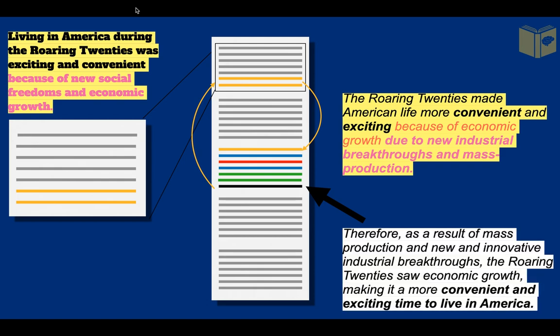So let's look at an example. Therefore, as a result of mass production and new innovative industrial breakthroughs, the Roaring Twenties saw economic growth, making it a more convenient and exciting time to live in America. Now, again, I've used similar wording that I've used in the thesis statement. That's really important. And I've summarized what my paragraph has said. You'll also notice that it kind of looks very similar to my paragraph subclaim, and that's fine. We relate and restate, but we do not repeat.